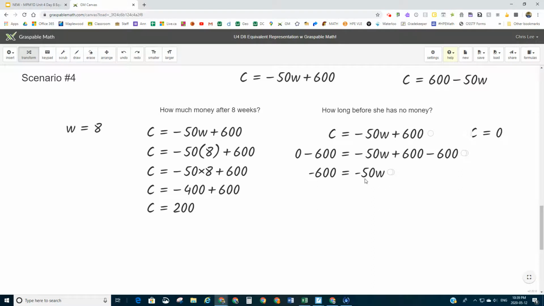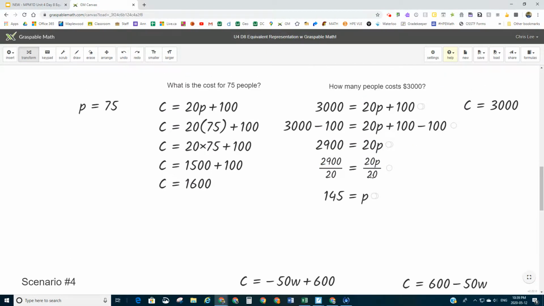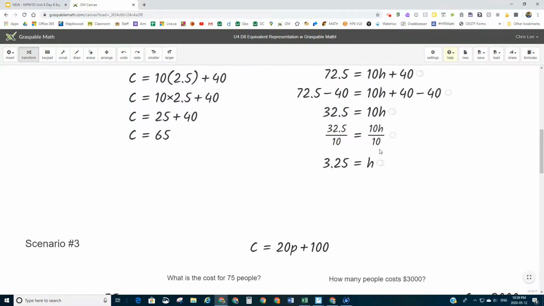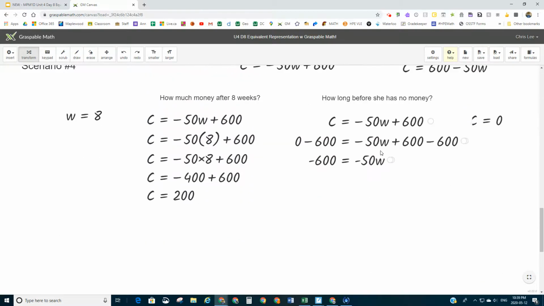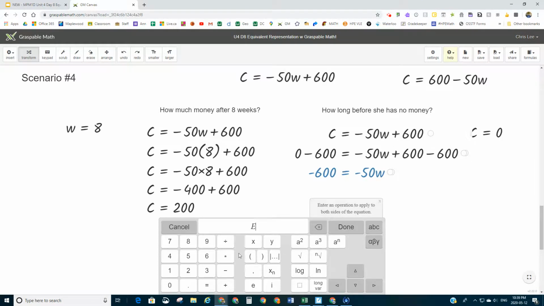Now I have to get the W by itself. Well, look at the steps I've been doing up here. It was 20p, I divided both sides by 20. It was 10h, I divided both sides by 10. So it doesn't matter if it's a W here. I'm going to divide both sides by negative 50. So I'm going to click and hold, and then push divide by negative 50.